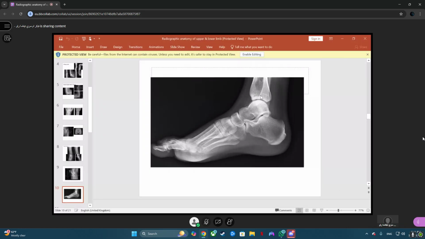Talus articulates with tibia and fibula to form the ankle joint. So again, this is a plain X-ray, lateral view. There is no contrast medium used. So the bones we are going to study in the next few slides.